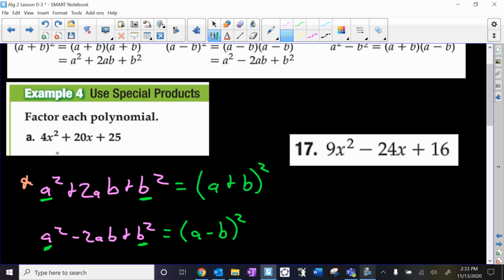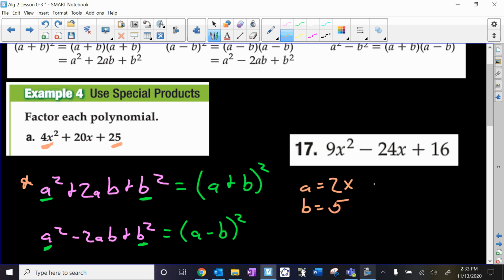And now I'm going to look at the first term, 4x squared, and the last term, which is 25. Well, I know that if I take 2x and square it, I should get 4x squared. I'm going to say a is 2x. And my value of b, I know that if I take the value of 5 and square it, that will get me 25. So b is 5.